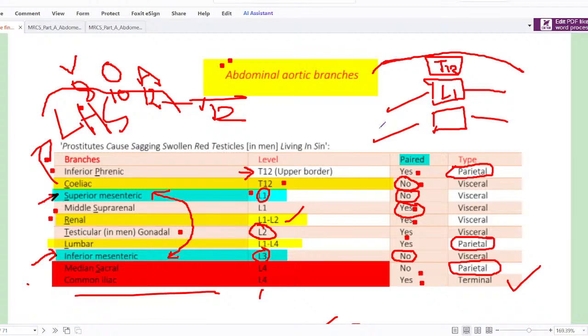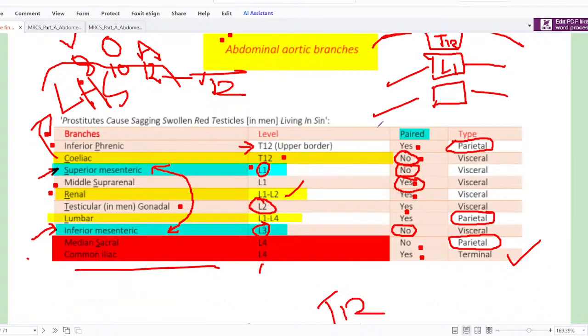Now, abdominal aorta branches. You can just read the branches. Anyone of you can discuss. I will keep mute again, but you can discuss, and then I will continue. Okay.